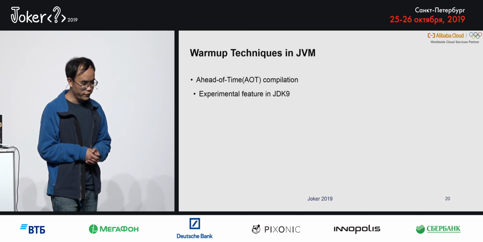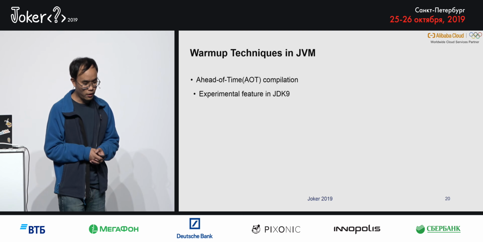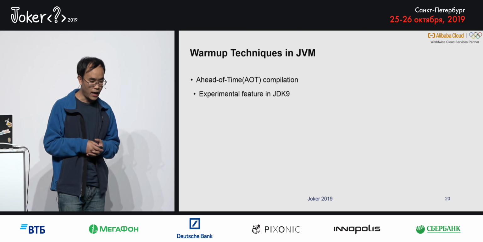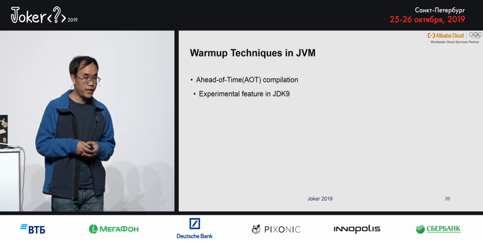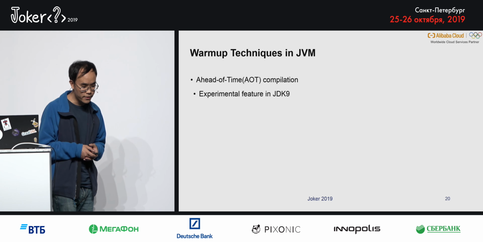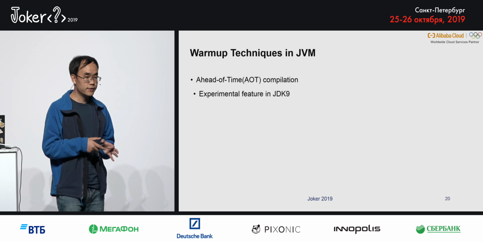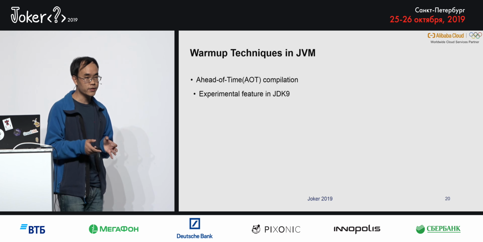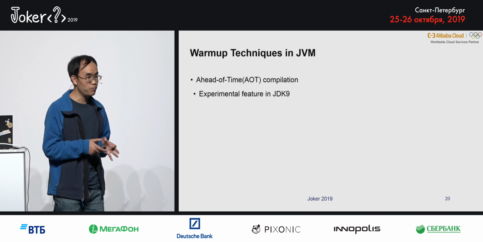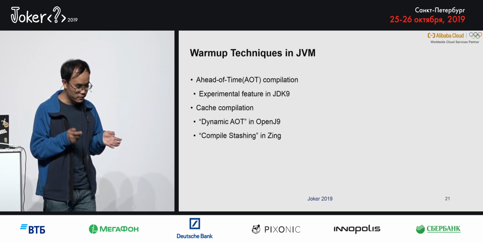I can also review the warm-up technologies implemented in the JVM context. The first thing, which I think most of you may be familiar with, is ahead-of-time compilation, an experimental feature introduced in JDK 9. It is sometimes called static AOT. Static AOT takes a collection of classes and compiles all the methods in the classes before running the Java code. This is the first technology to eliminate warm-up overhead.